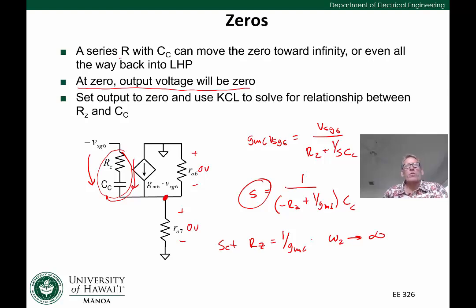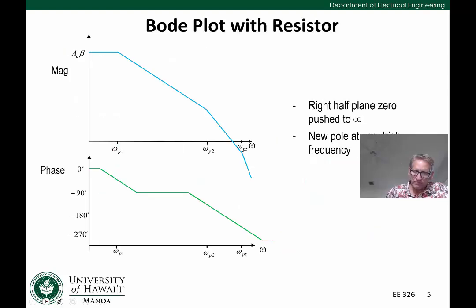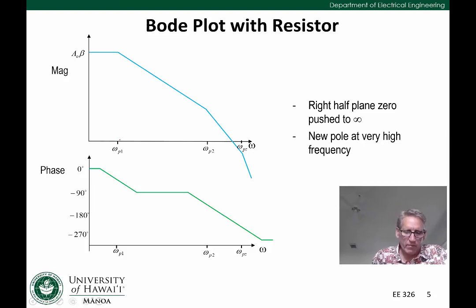And if we wanted to visualize the effect of that, say in a Bode plot, it would look something like this. We have no 0 anymore. We have omega p1, our dominant pole. We have omega p2, which is from the second stage. We have this new pole that we've added from the resistor, right? But we have no 0 anymore.